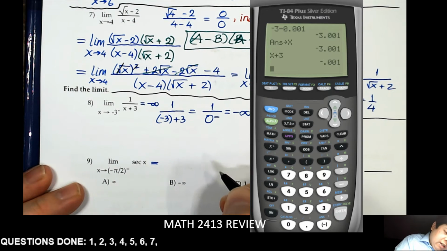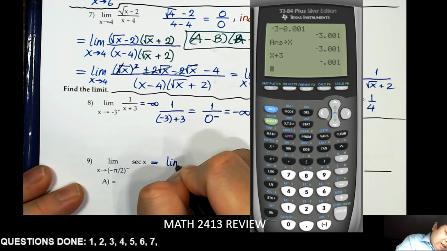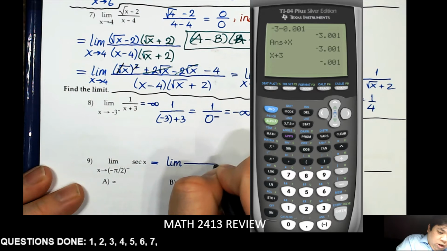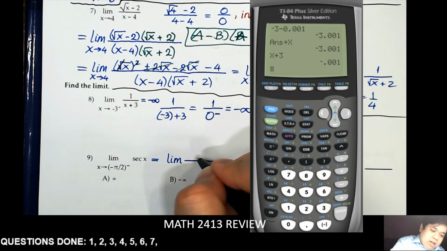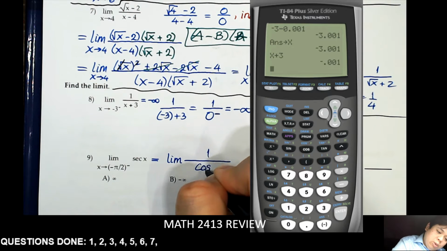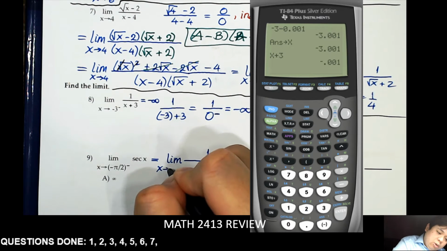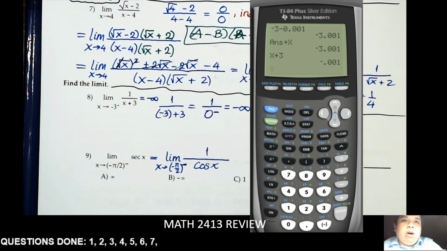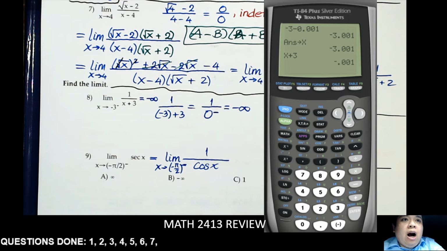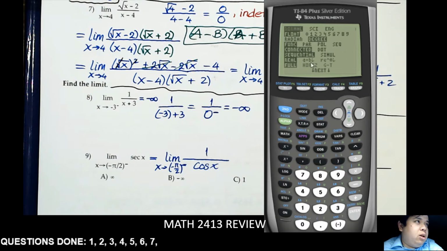The next one, we cannot really use secant in the calculator, but we can only use sine, cosine, and tangent. And secant is 1 over cosine, so we have to use that. X goes to negative pi over 2 on the left side. Right, one point here, it has to be in the radian mode. Switch mode, make sure it is on the radian mode. Right, so that's good.